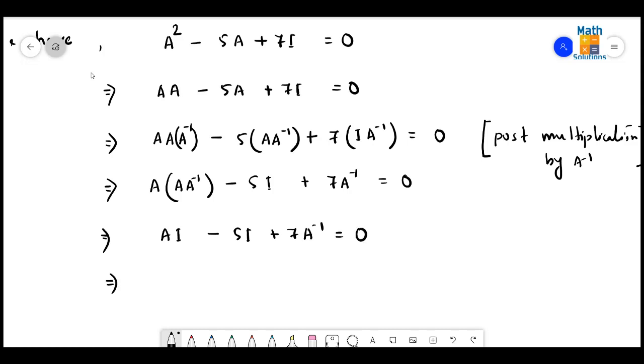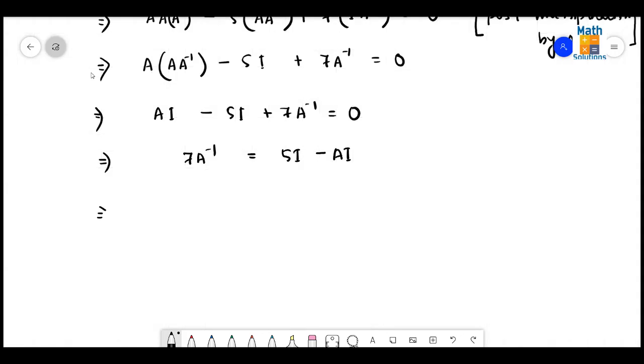Now what I would prefer to do is keep A inverse alone on one side, and the rest of the terms will be shifted to the opposite side, in the way 5I minus A. So after this, what do I do? After this, 7 A inverse equals 5I minus A. In matrix form I can substitute the values 1 0 0 1. Actually our intention is to derive the value of A inverse.